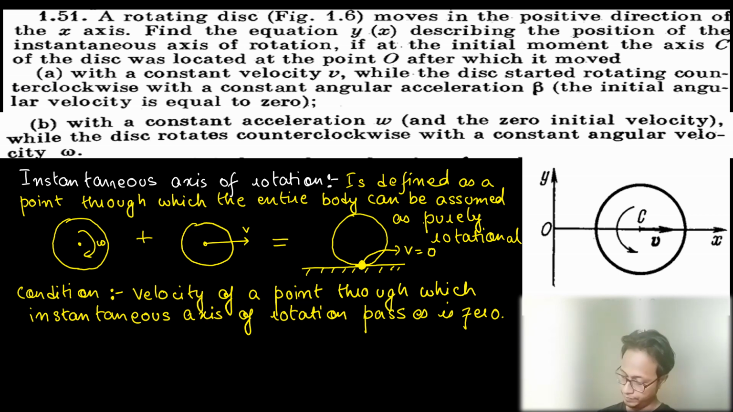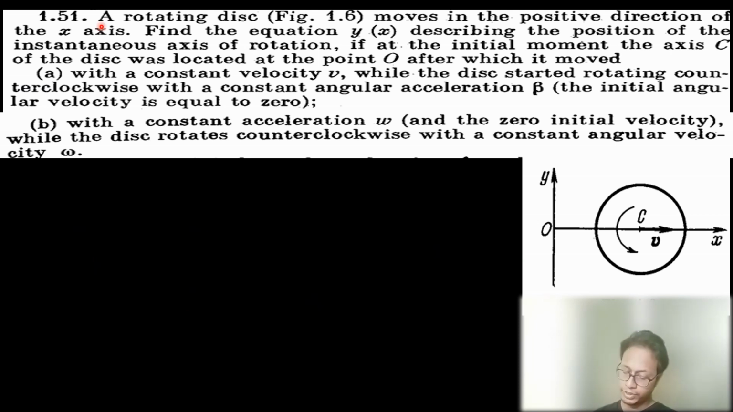Now let's erase it. Now let's read the question. A rotating disc moves in the positive direction of the x-axis. Find the equation y equals to x describing the position of the instantaneous axis of rotation if the center of the disk was located at point O from which it moved. Okay, this point C was initially located at this point O, and this wheel moves in this direction along the x-axis, plus it rotates in this direction.